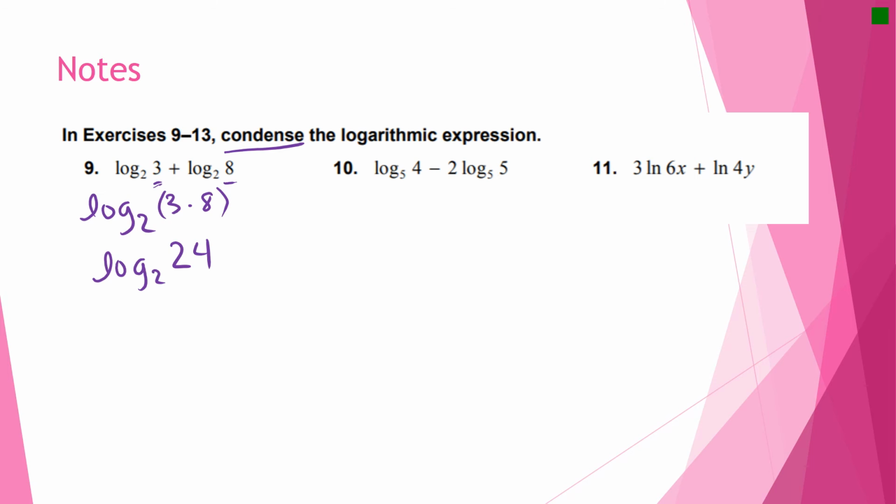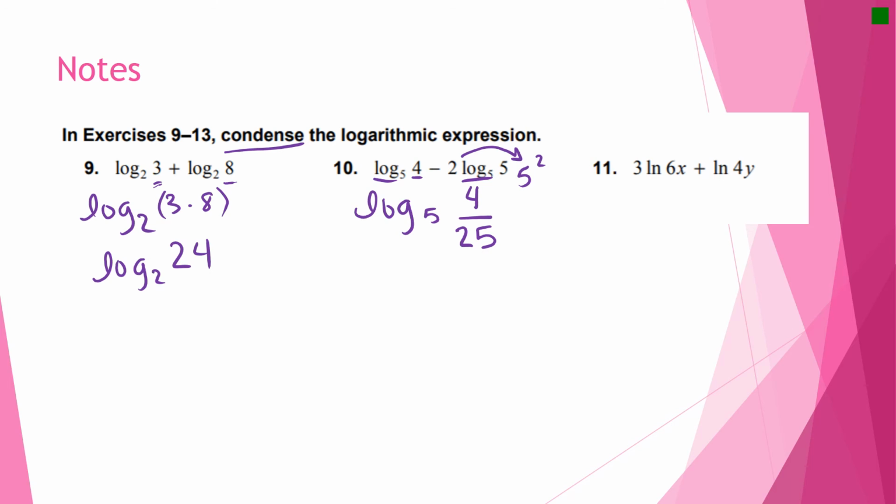So we take our m times n, put them back together, and we have condensed from an expanded version. Okay, so the same thing here with number 10. We have log base 5 is going to be our log. This 2 is going to come up here and make this 5 squared. So when I write this, I'm going to do my m, which is 4, over 5 squared, which is 25. And that's what the answer for 10 would look like.